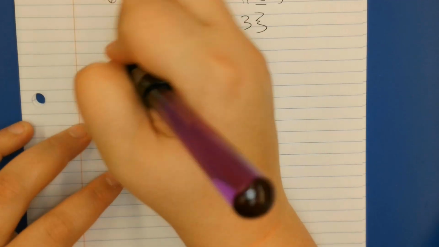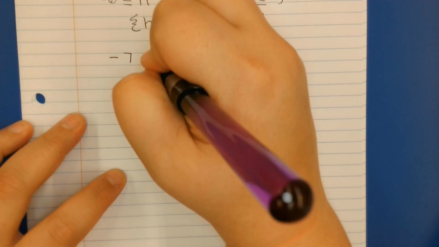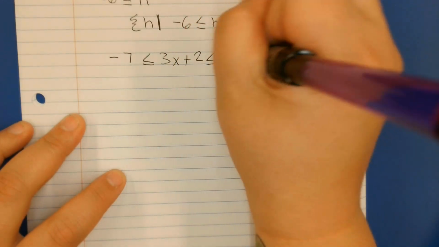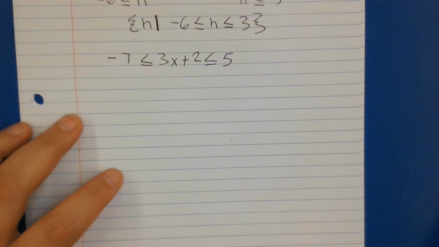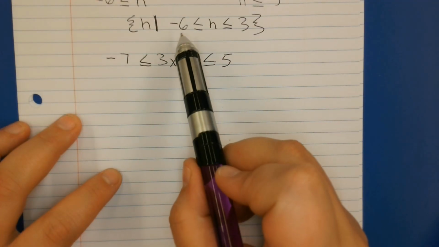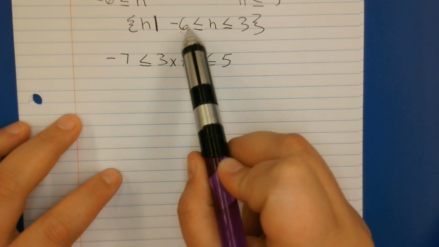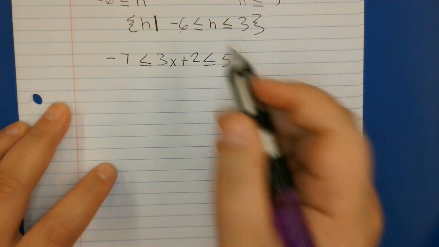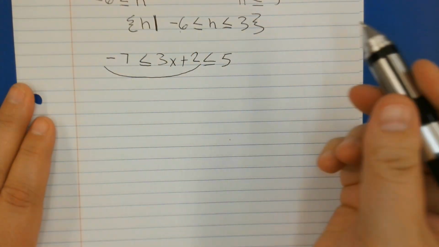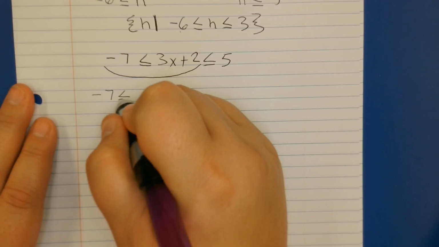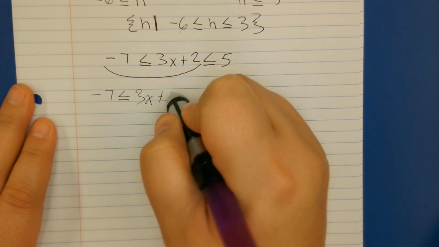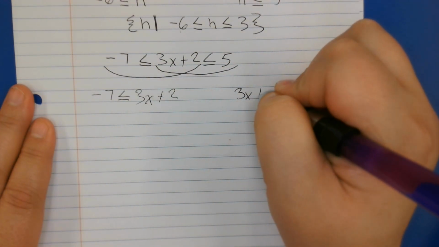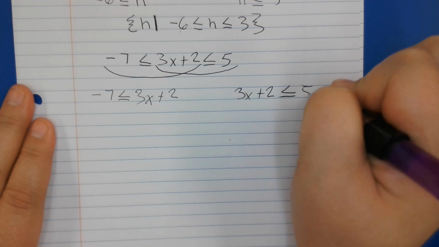So I'm going to start by writing the problem. -7 is less than or equal to 3x plus 2, which is less than or equal to 5. If you notice, back up here, it's going to go smallest number, variable in the middle, larger number. So going here, I'm going to separate it into 2. I'm going to take the first part, -7 is less than or equal to 3x plus 2. And then I'm going to separate it again. 3x plus 2 is less than or equal to 5.